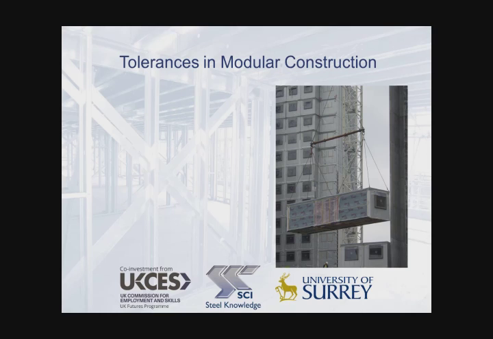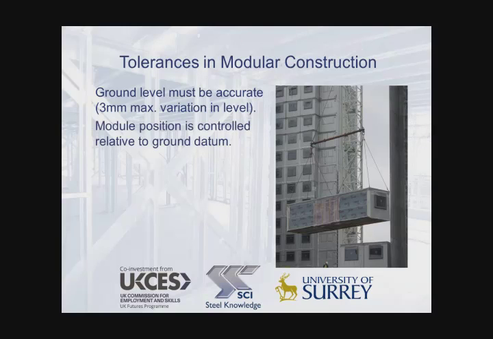Tolerances are very important in modular construction, and so the ground level must be very accurate. Up to about 3 mm maximum variation in level is considered. And the module position must always be controlled relative to a ground datum.